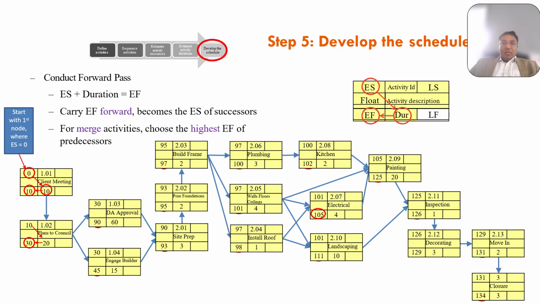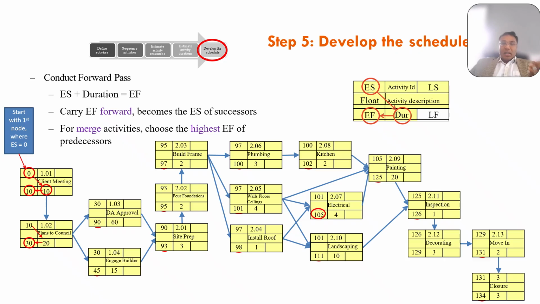In this slide, we will perform the forward pass. So let's calculate each activity's early start and early finish. We start at the leftmost node where it says ES, which is the early start, and EF, early finish.